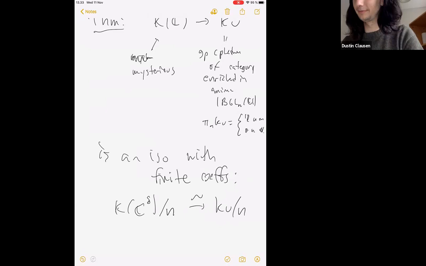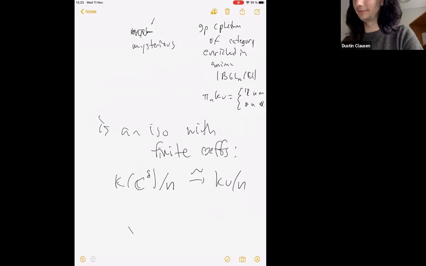So I'll just recall that for a spectrum, there's always a multiplication by n map, and X mod n is the cone of multiplication by n. So it's the thing that fits in a distinguished triangle. On homotopy groups, there's a long exact sequence relating the homotopy groups of the mod n reduction of X and the multiplication by n maps on the homotopy groups of X. So you have this algebraic K theory, which is mysterious in general, but this is saying with finite coefficients, it turns into topological K theory kind of magically.